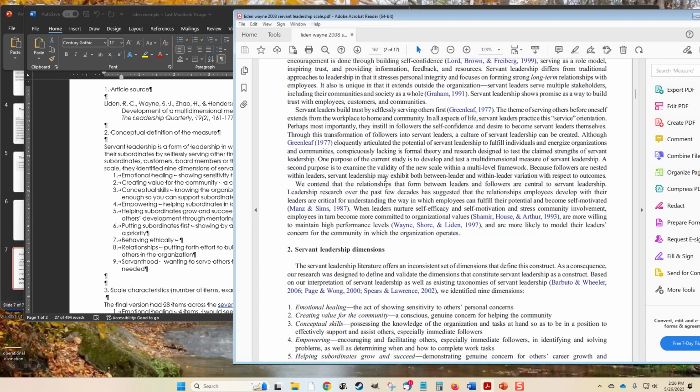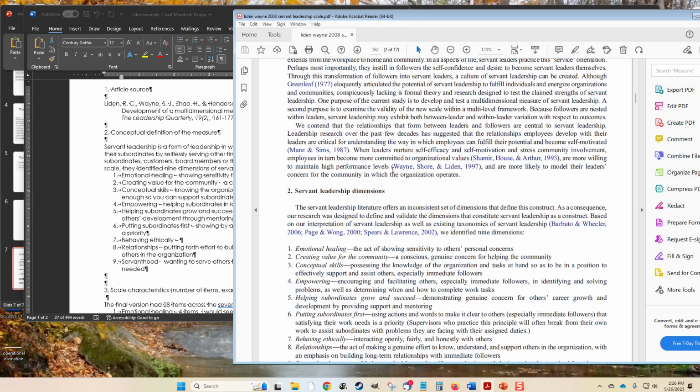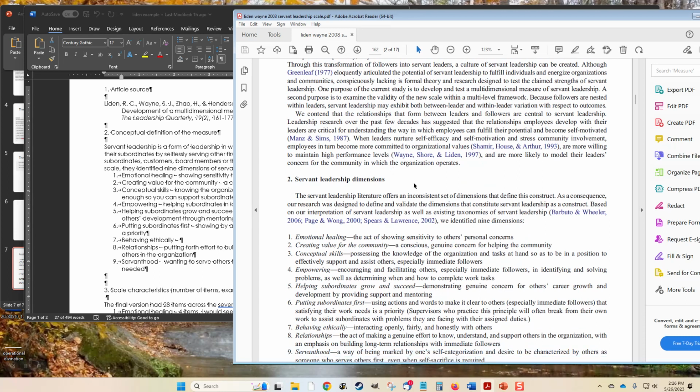I'm going to go through quickly, but you will probably need to read this once or twice, take notes to really get the information from it. And that's just to be expected because that's how you learn how to read research articles in APA style.